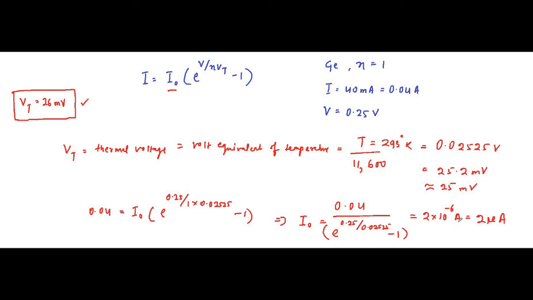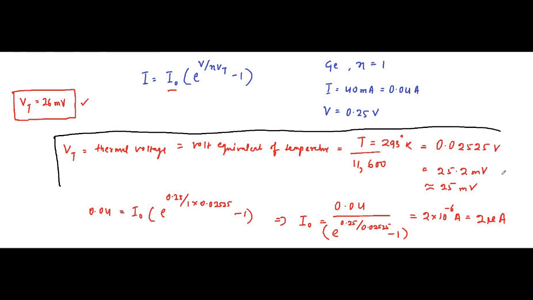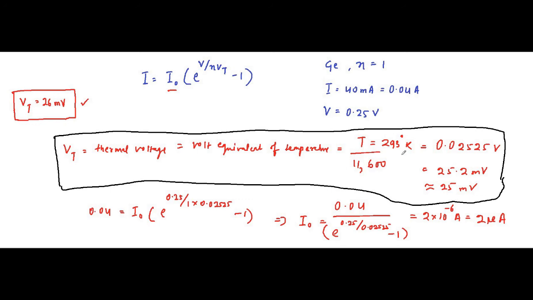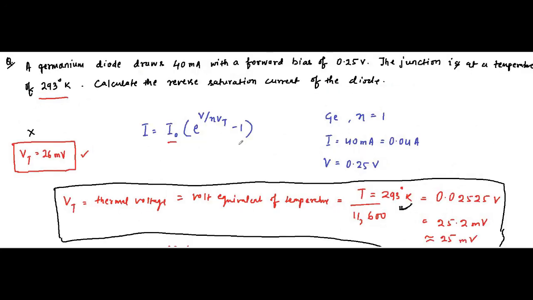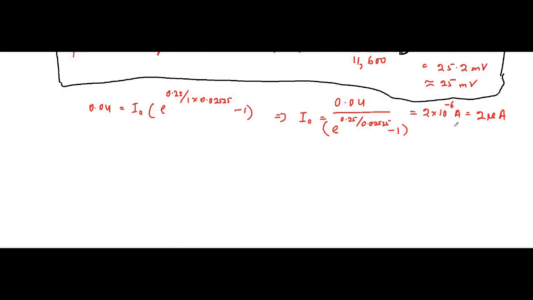So here in this question, the important concept was the volt equivalent of temperature. This is the important concept to understand. Here everything was straightforward, all the values were given, but the tricky part was that it was mentioned that the junction is at a temperature of 293 Kelvin. So we cannot take the 26 millivolt value just like that. There is a reason why it has been mentioned that the temperature is 293 Kelvin and not that the junction or the diode is at room temperature. So for that we have to calculate the thermal voltage at this temperature specifically, and then we can put that value in the diode equation, and the remaining is just basic calculation, and we got the result.